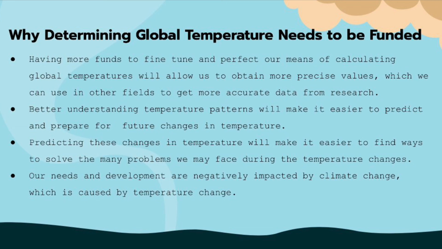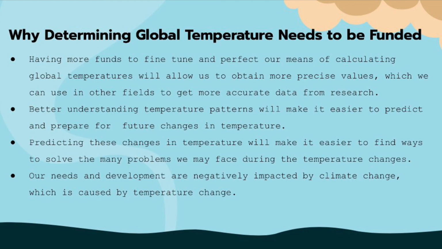On top of this, we can use these better values to predict and prepare for future temperature changes, and with these predictions we can also prepare for the problems that might come from these temperatures. For example, if we could predict a wave of very cold temperatures in an area, we'd be able to stock up with supplies and other necessities before it happened.